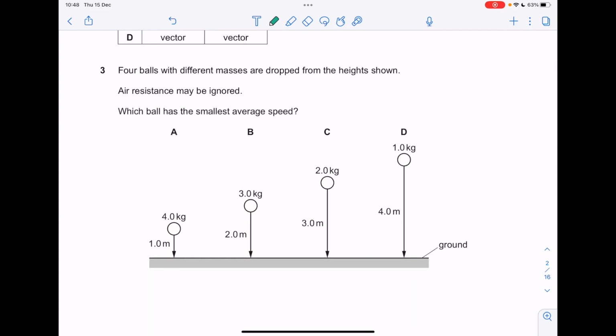4 balls with different masses are dropped from the heights shown. Air resistance may be ignored. Which ball has the smallest average speed? Personally, I don't think you need to do any sums in order to work this out. The ball being dropped from the lowest height will therefore gain the lowest speed, despite the fact that it's the heaviest here. So the answer here is A.